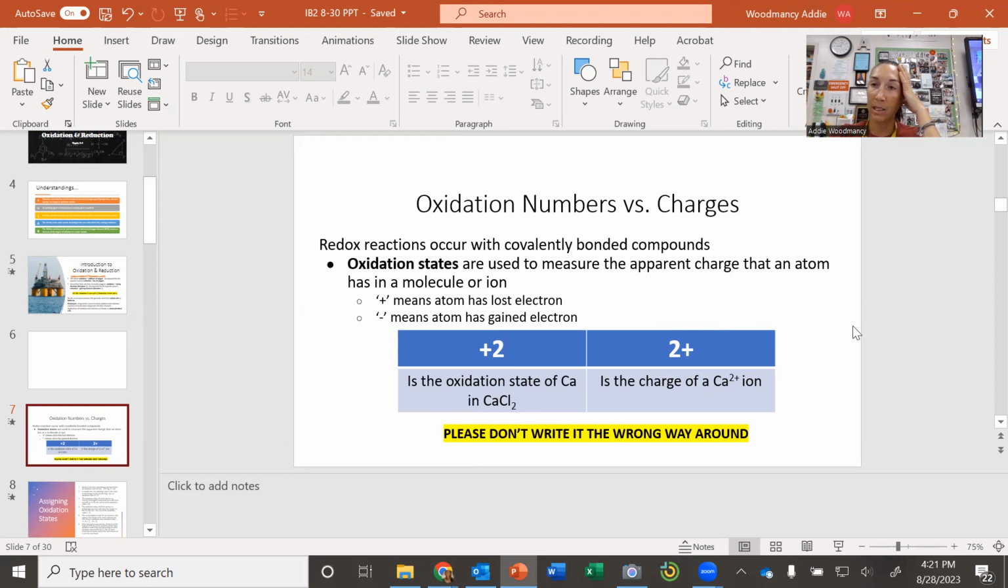And I'm really bad at this because I'm slightly dyslexic, so I am constantly switching my charges and numbers. But try to make a very concerted effort when you're doing oxidation numbers to do the charge first, number after. And when you're writing charges, do the number first and the charge after, okay?